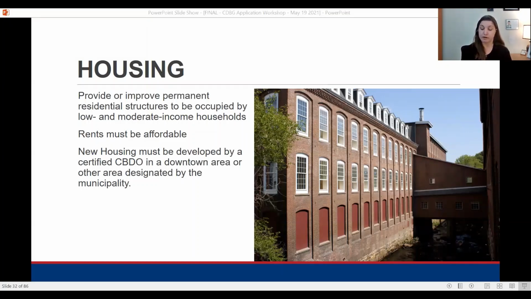Rental buildings under common ownership and located in the same or contiguous properties may be considered a single structure. And then for single family housing, single family rehab requires 100% LMI benefit. So essentially that family that's occupying the house needs to meet the LMI criteria. And then for new housing construction, we have more information regarding that in our program and application guide.